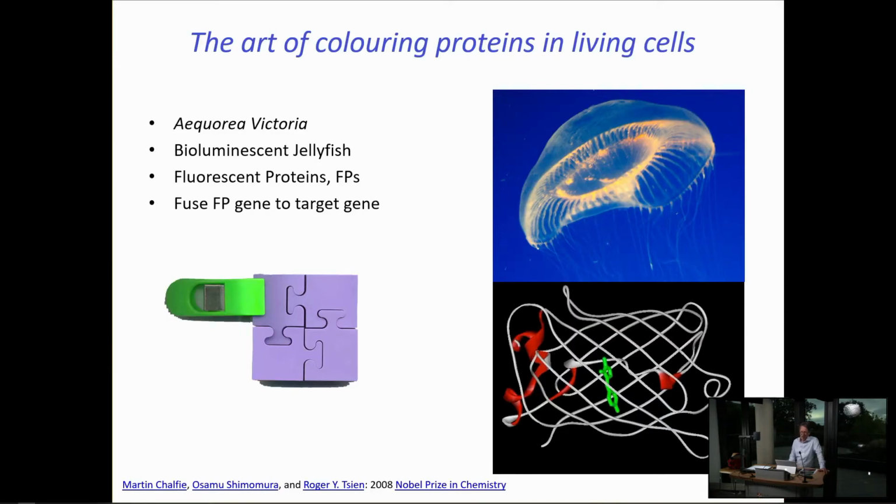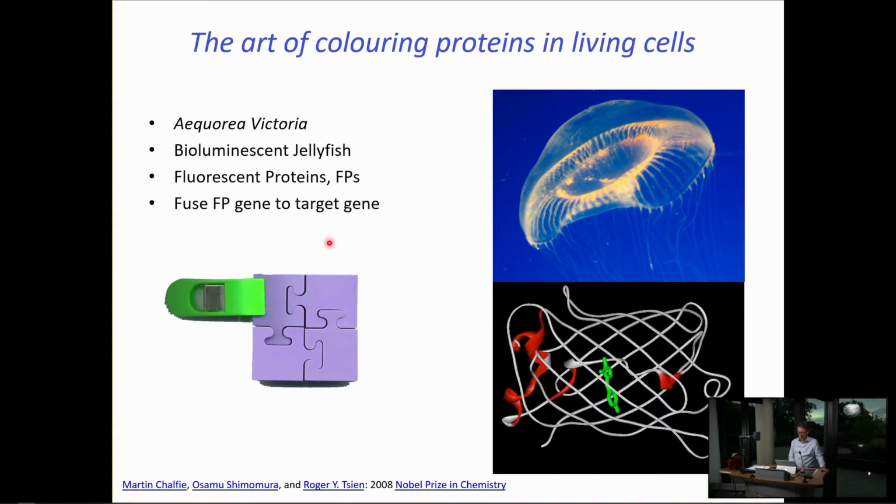And that's where the great discovery of the fluorescent protein technology comes into play, which won these three guys, Roger Tsien, Osamu Shimomura, and Martin Chalfie, the Nobel Prize in Chemistry in 2008. And the idea is brilliant.